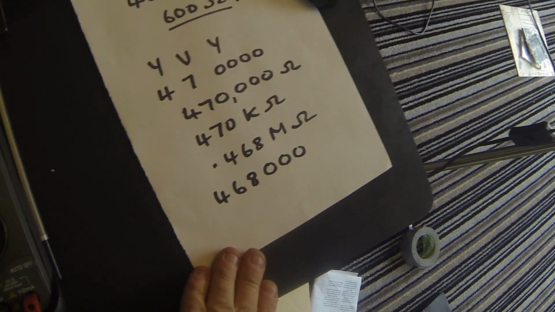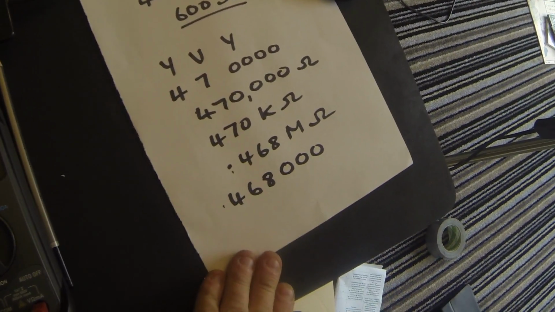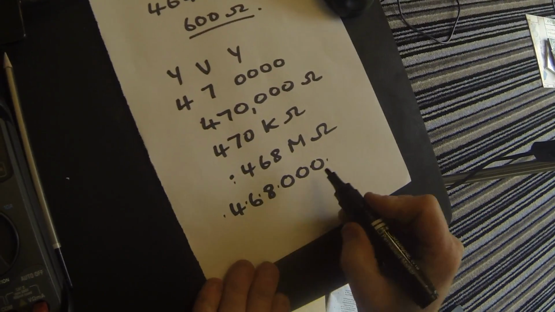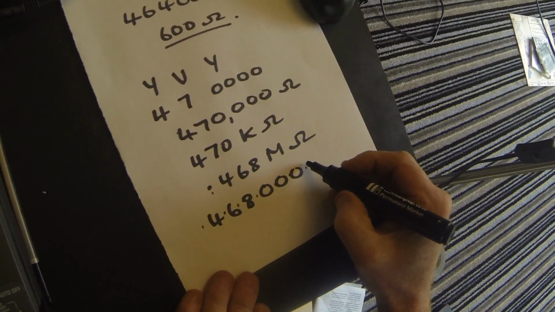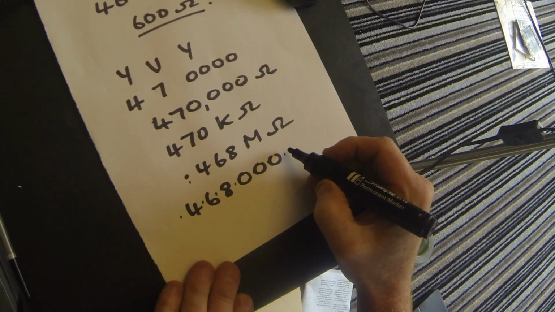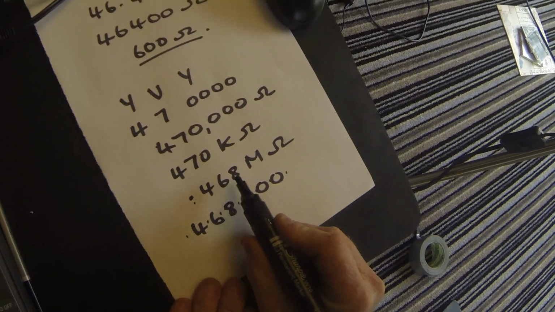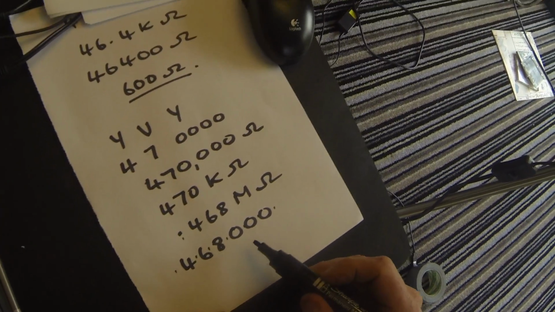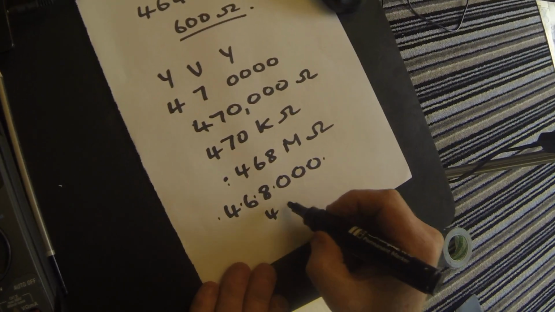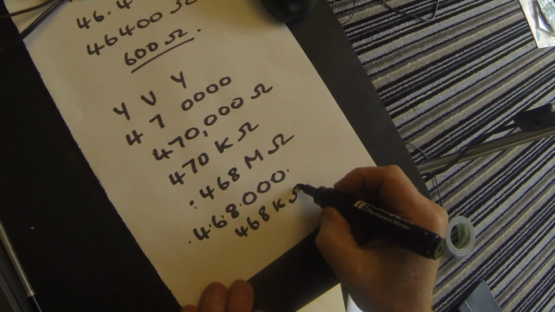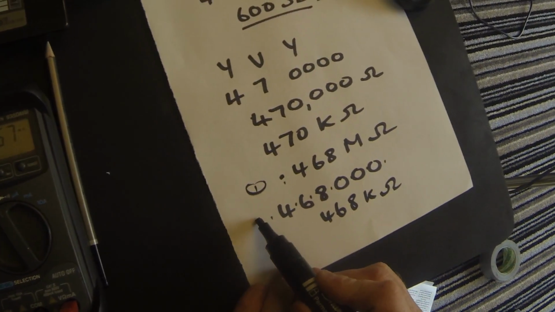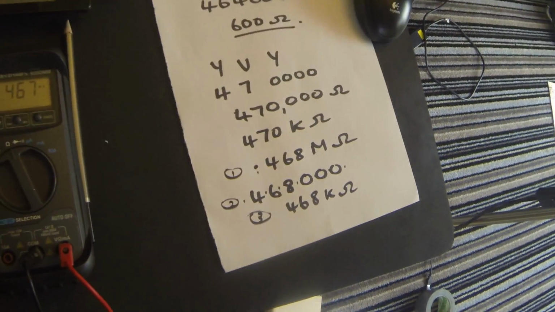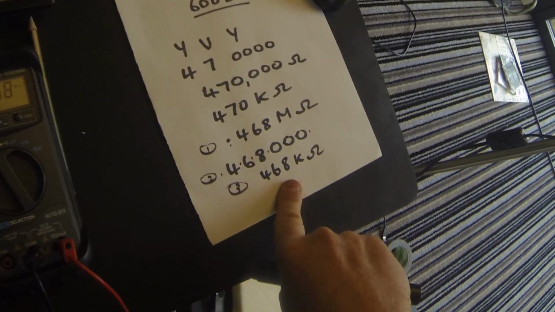So it now becomes 468,000. The decimal point started there: 1, 2, 3, 4, 5, 6. So 468,000 ohms, which is the same as 0.468 million ohms, which is the same as 468 K ohms. All of these numbers are the same, whether it be written like number 1, number 2, or number 3. Okay, certainly it falls within tolerance.